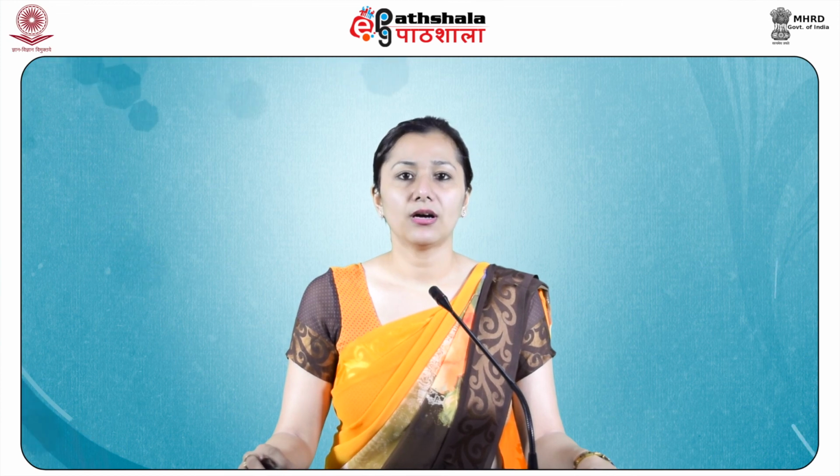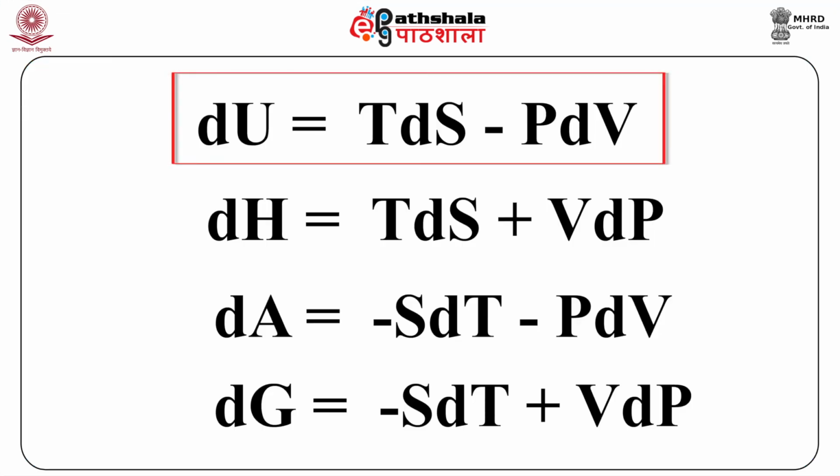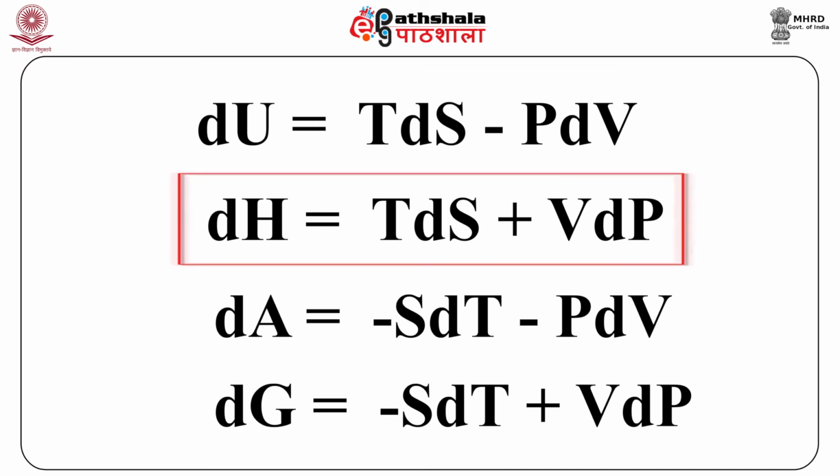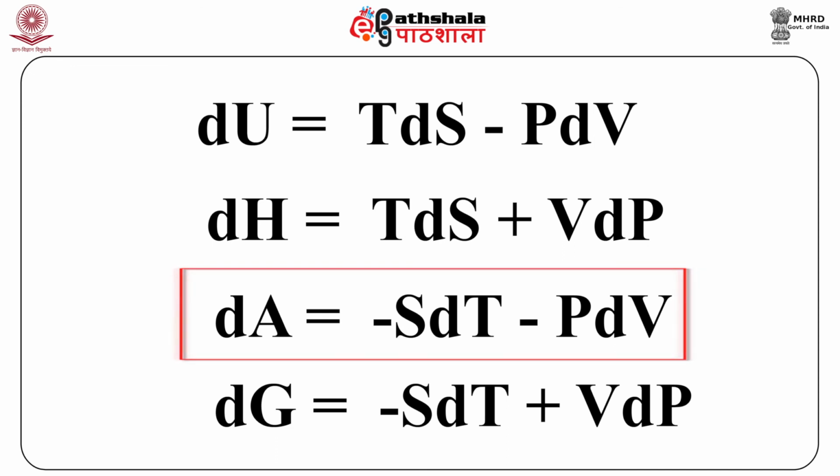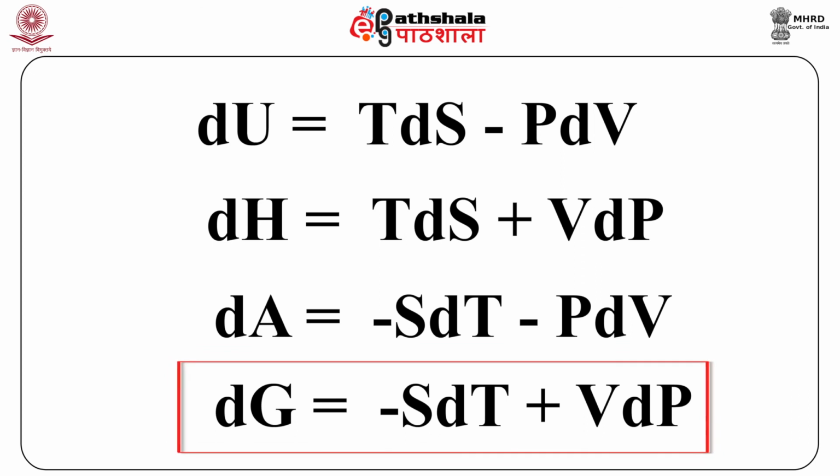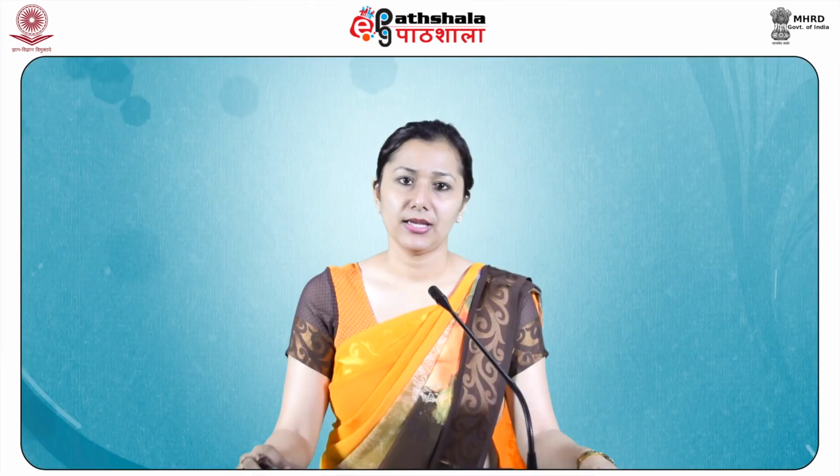Some of these are: 1. dU equals TdS minus PdV. 2. dH equals TdS plus VdP. 3. dA equals minus SdT minus PdV. 4. dG equals minus SdT plus VdP.